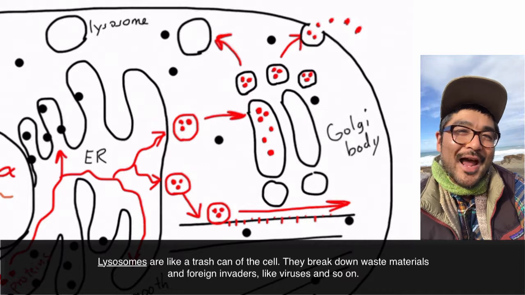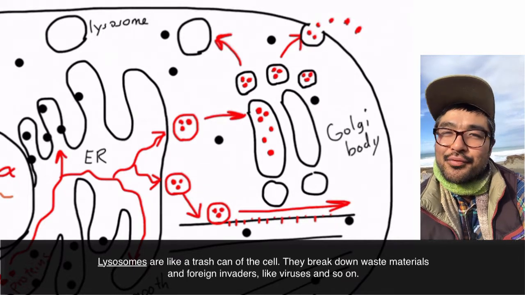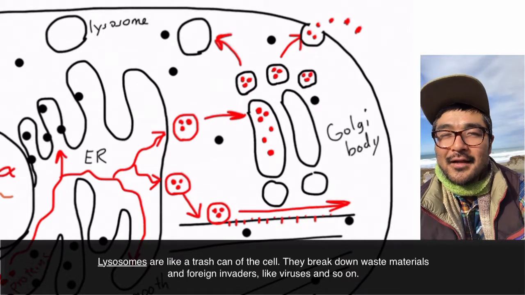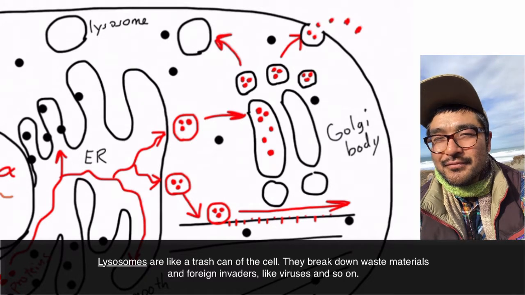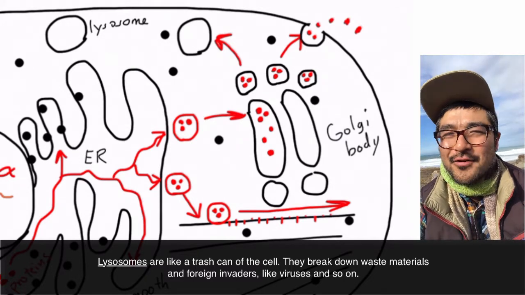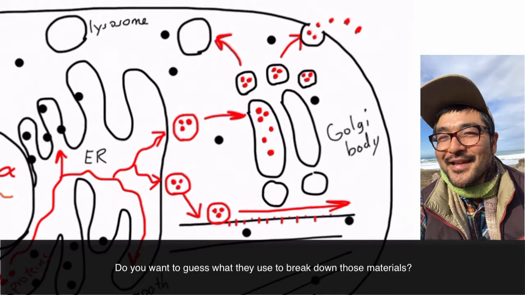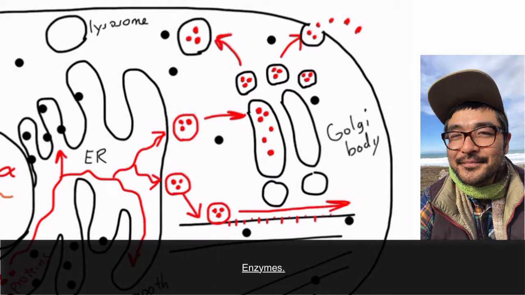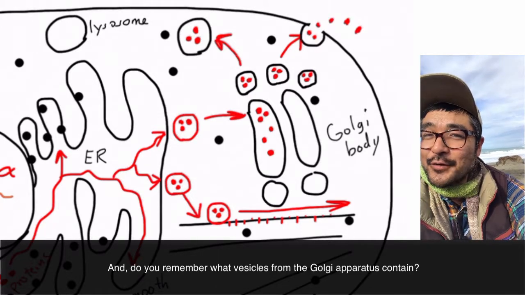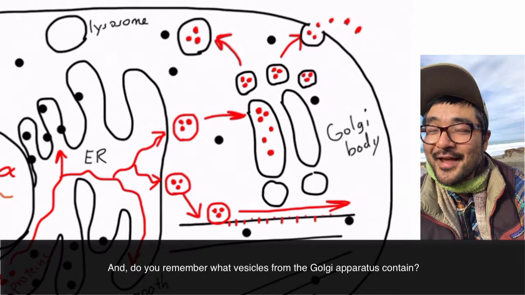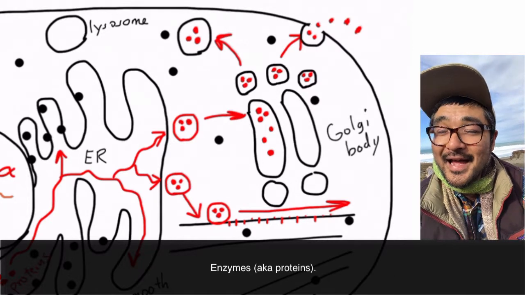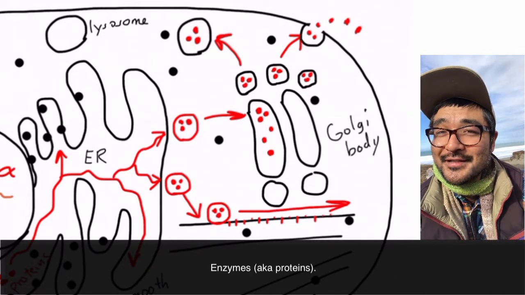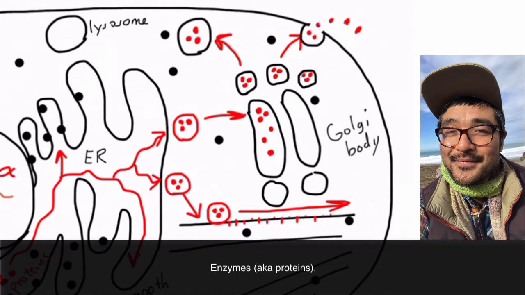Lysosomes are like a trash can of the cell. They break down waste materials and foreign invaders like viruses and so on. Do you want to guess what they use to break down those materials? Enzymes. And do you remember what vesicles from the Golgi apparatus contain? Enzymes, also known as proteins.